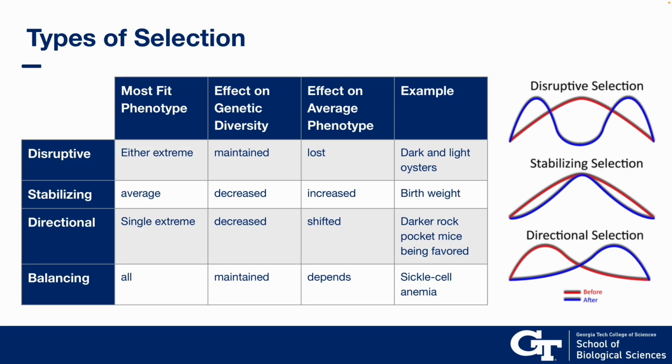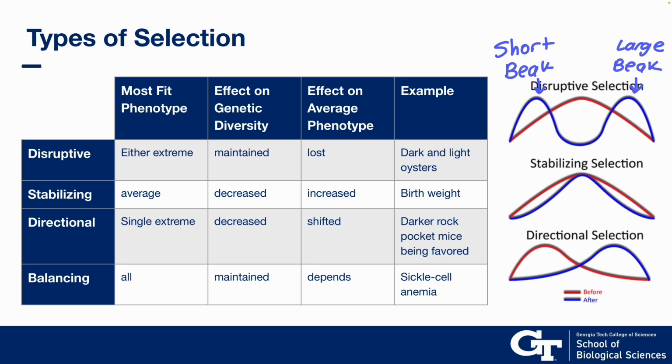Okay, so looking at the types of selection that we can have, there are four main types, really three that you could think about graphically. We have disruptive, stabilizing, and directional. Disruptive is going to prioritize either extreme phenotype. For example, let's say on one side we have the short beak, thinking back to those birds, and on the other side we have the large beak.